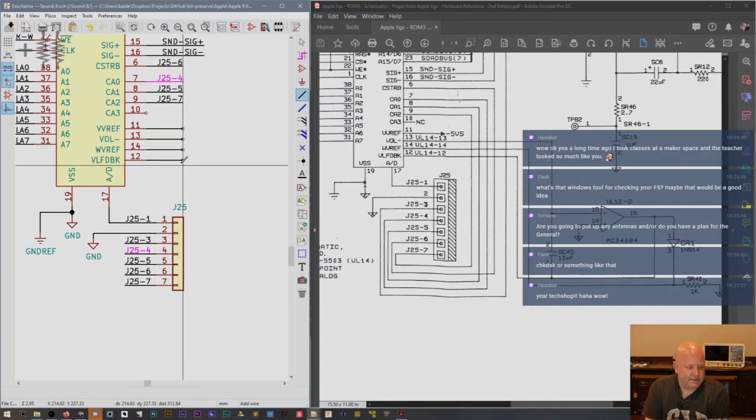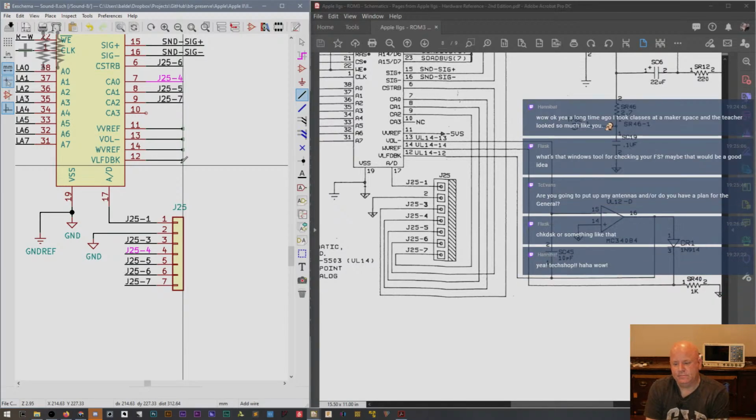Are you gonna put up any antennas or plans for general? Yeah, that's on my list, but I need to get all my other stuff set up and then I'll play with radios, but it's probably going to be a couple months before I get to radios.